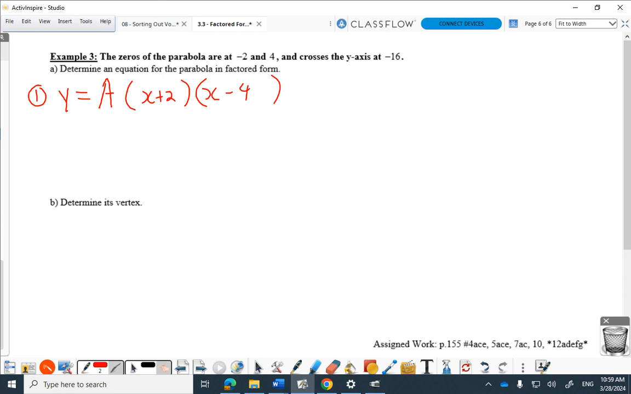Good. I need to know the A. How do I get the A? Sub in. In future grades, we should start calling it sub and solve. The grade 11s say it all the time. Oh, I can just sub and solve. They're so used to that. They do it so many times. You did it last chapter. Now you're doing it this chapter. Sub in something you know.